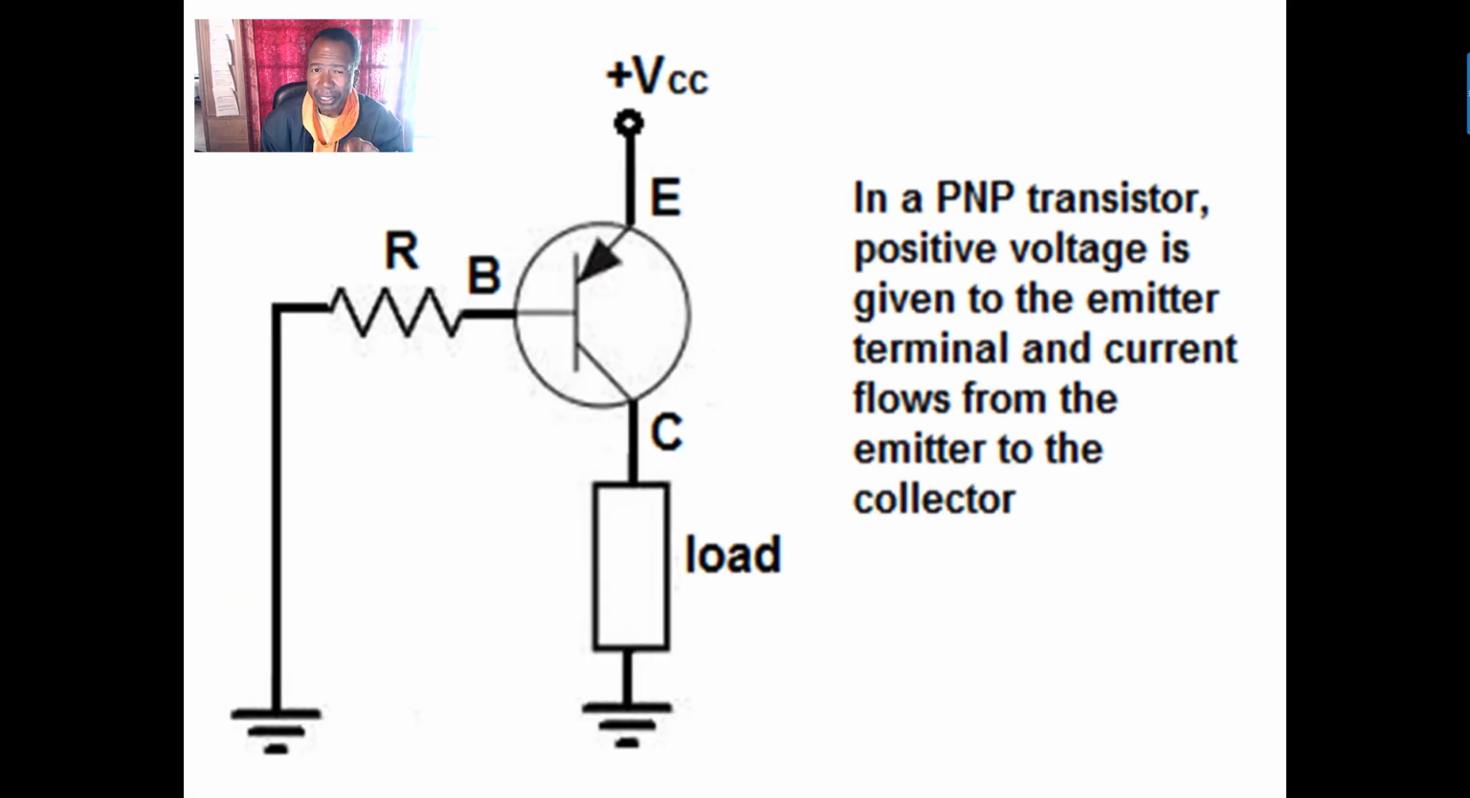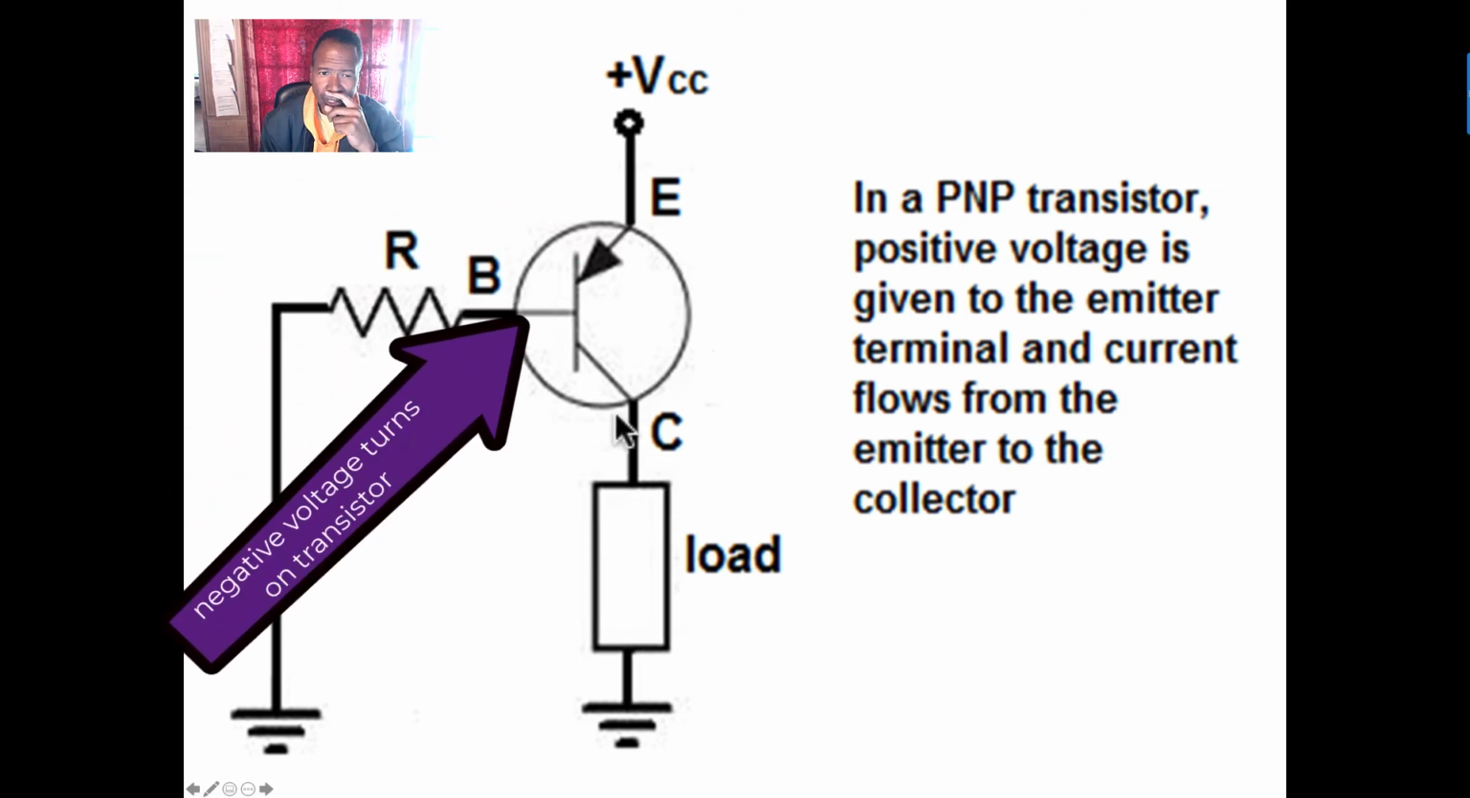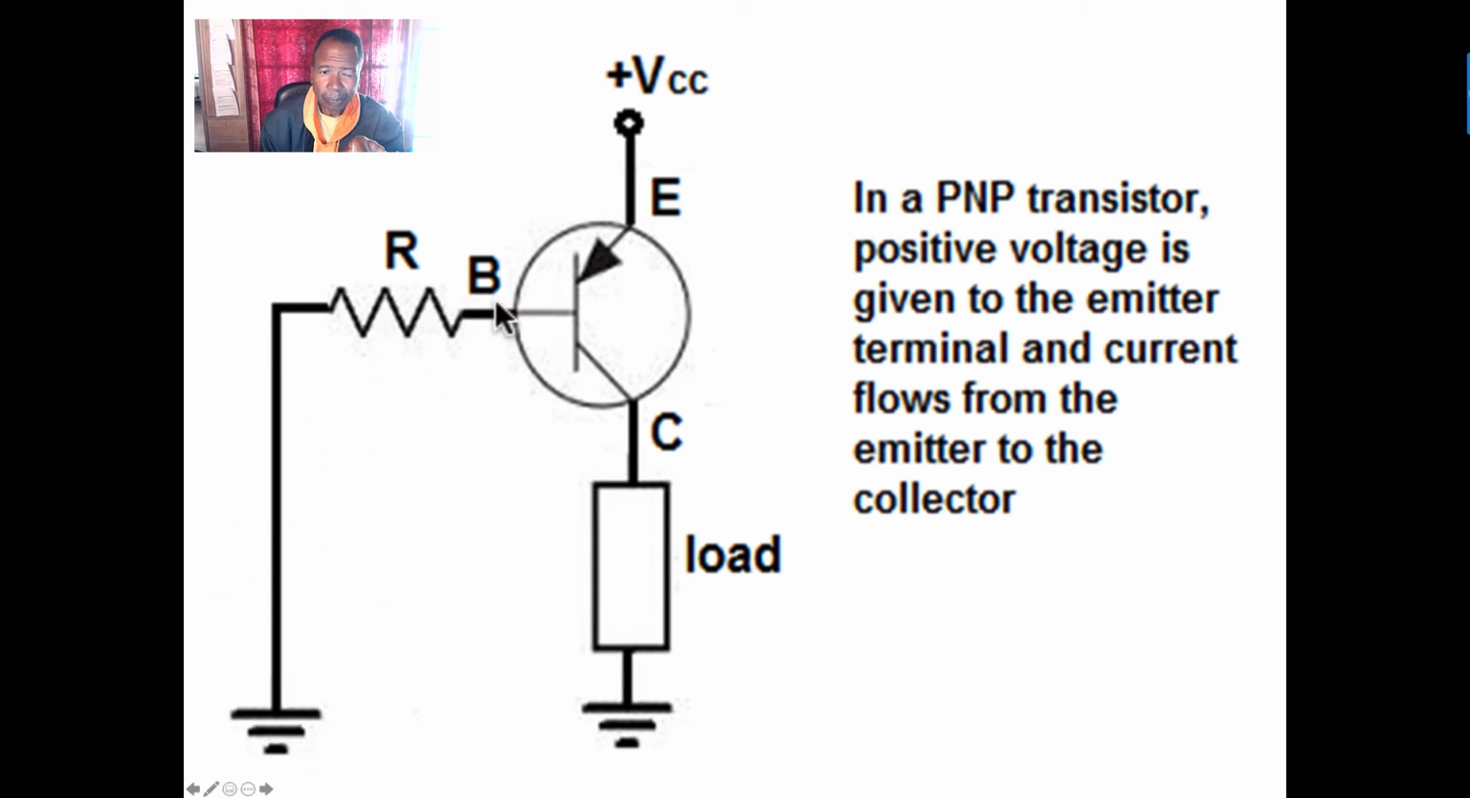I don't see many of these, but this can happen also. It's a PNP transistor. A positive voltage is given to the emitter, which is this one, right? Terminal, and current flows from the emitter to the collector. So now I've got current going from the emitter to the base to the collector. The only difference now is this is complete on the negative end and turned off on the positive end.